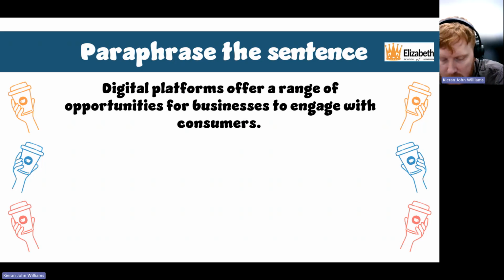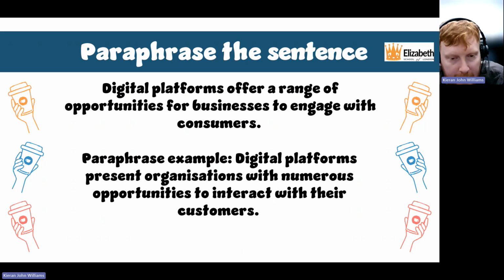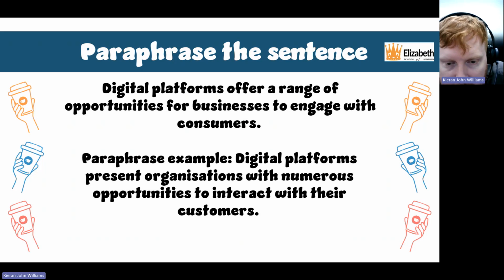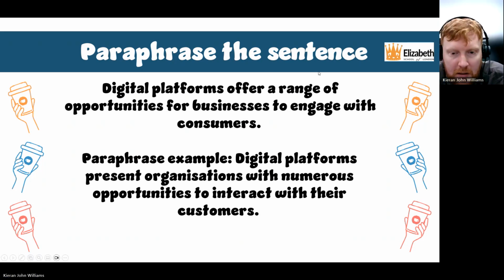So let's have a look at one possible example sentence then. Okay, so we got here: digital platforms present organizations with numerous opportunities to interact with their customers. Again, this is an accurate description of the idea in the original, but we've changed a couple of things around and the words are a bit different. So digital platform stays the same because that is the main concept of the sentence. Offer has changed to present. Range has gone to numerous. Opportunity stays the same. That's okay.